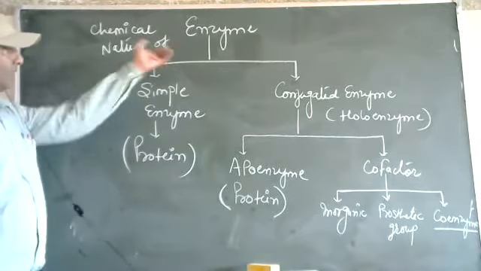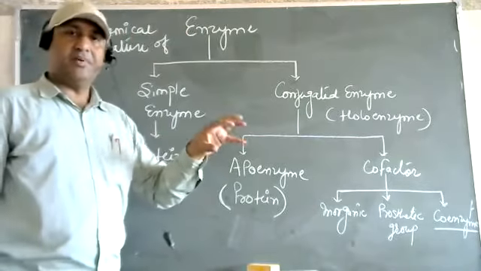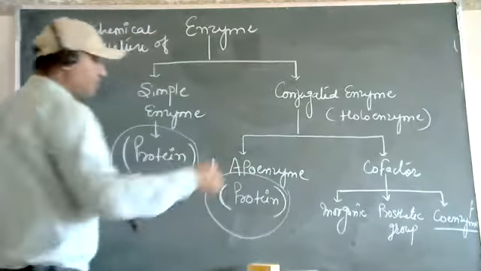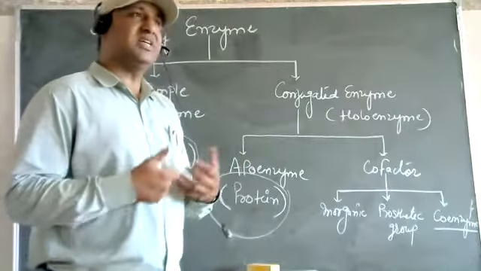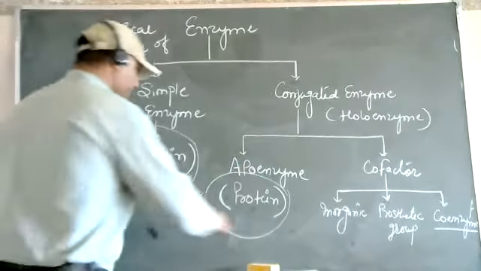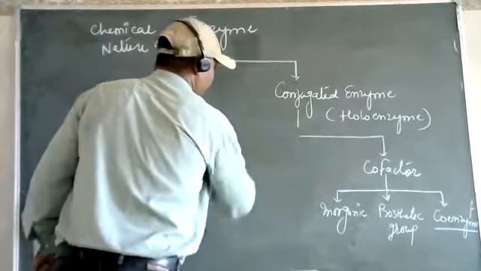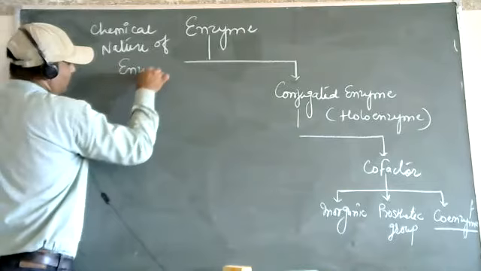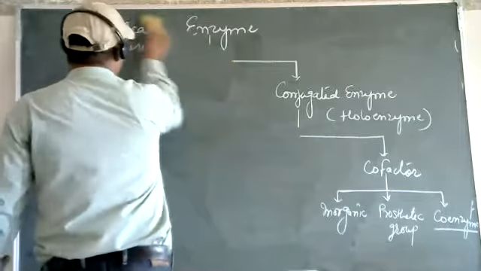Now next is enzyme formation. In this formation, what is the important part of an enzyme? The important part of an enzyme is protein. We easily visualize that the important part of an enzyme is a protein. So a very common question arises in your mind: how is an enzyme prepared, how is an enzyme synthesized, where is an enzyme synthesized? The answer to this question is the synthesis of enzyme, formation of enzyme.